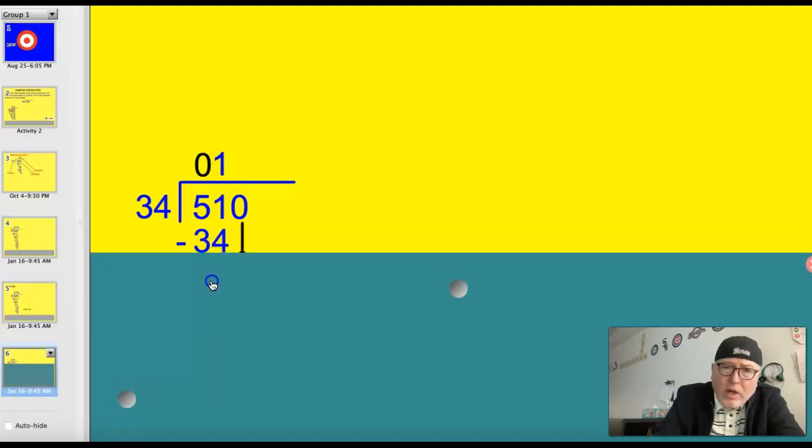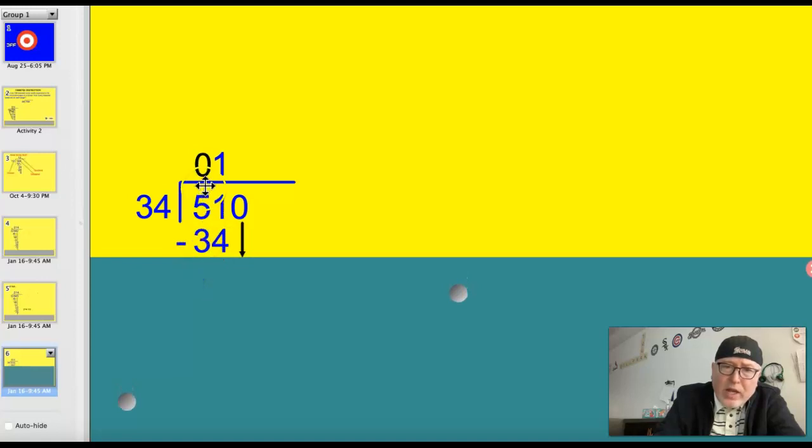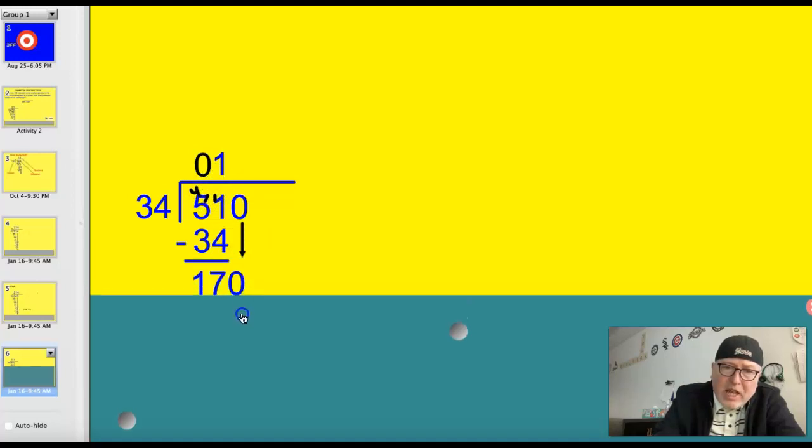34 times 1 is 34. So when we subtract this, again, we have to make a trade here. This becomes a 4, and this becomes 11. 11 minus 4 is 7. 4 minus 3 is 1. So we have 17. Does 34 fit into 17? No.